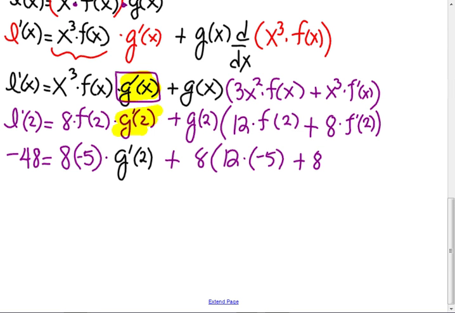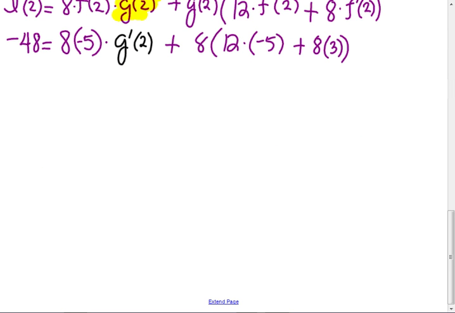Because this is where the mistake's going to be. Okay, Brian, what's this answer? 3. Okay, so negative 48. Actually, I kind of want to factor out an 8, but that might bother you. So we'll just do the arithmetic. This is negative 40 g prime of 2, right? Plus, and let's see, it's 8 times, that's negative 60 plus 24.